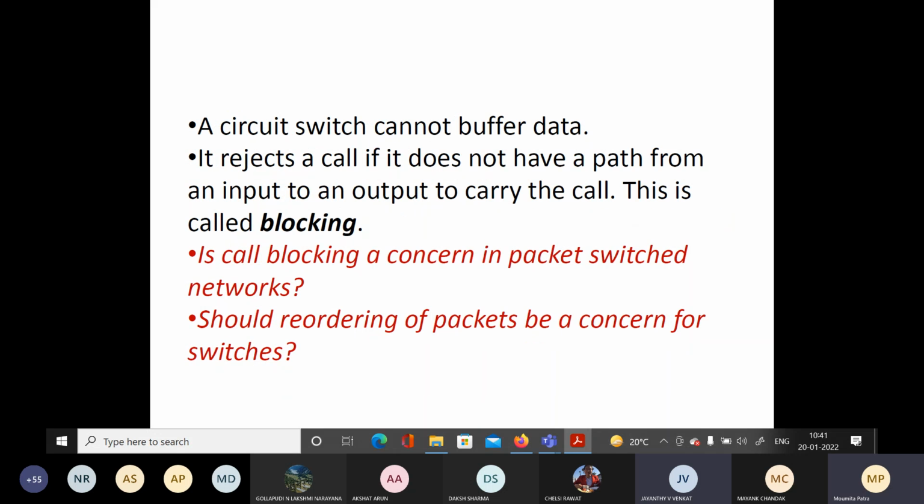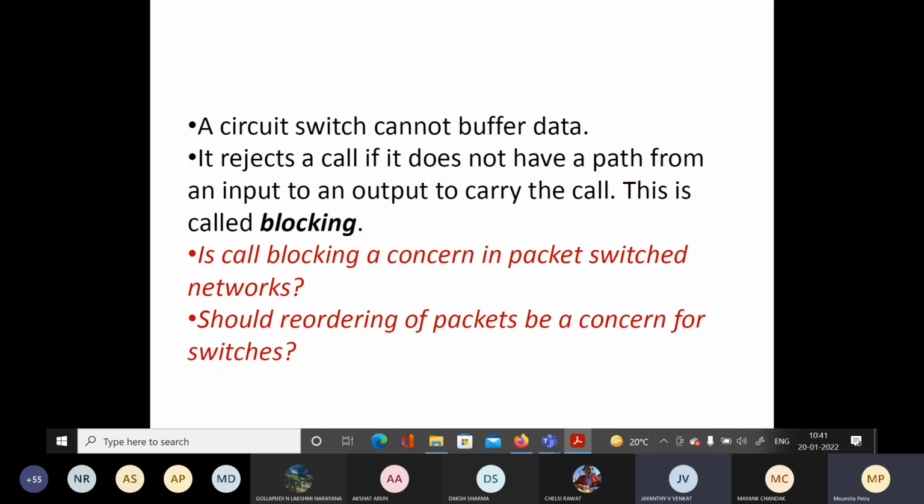Now I am coming to blocking. This is just a statement that a circuit switch cannot buffer data, because there is no need to buffer data in the case of a circuit switch. So how will blocking occur in a circuit switch scenario? If no path is available from a given input to an output port to carry on the call, then the call will be blocked, as I gave you an example earlier. That is known as blocking in a circuit switch network.